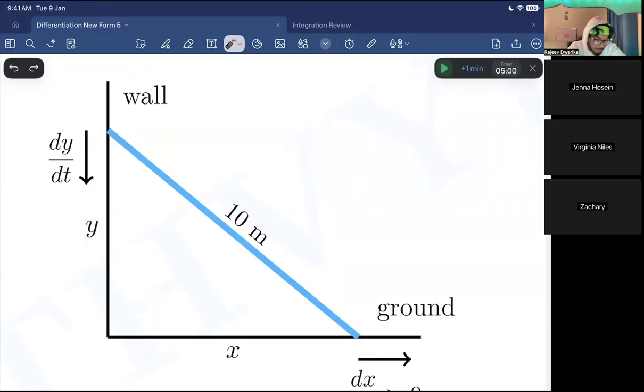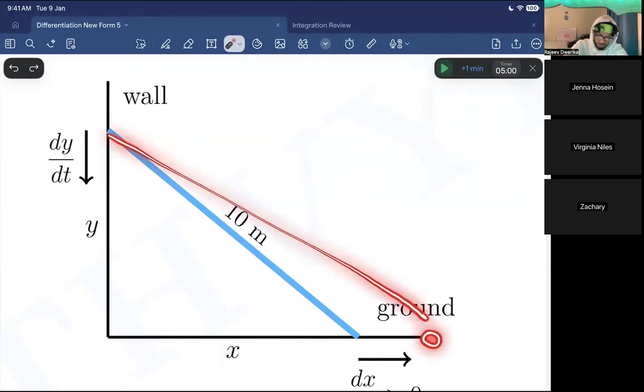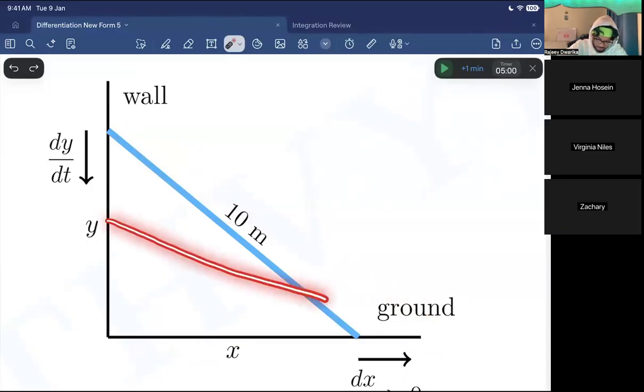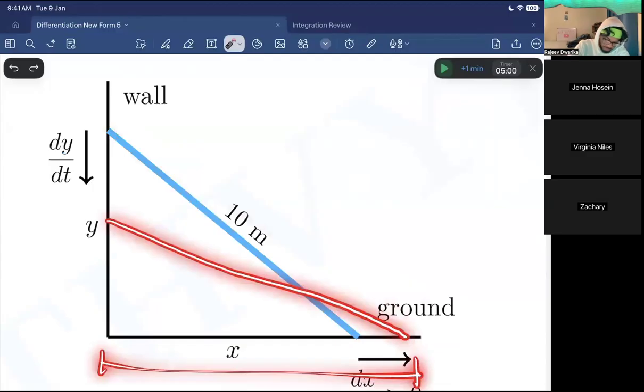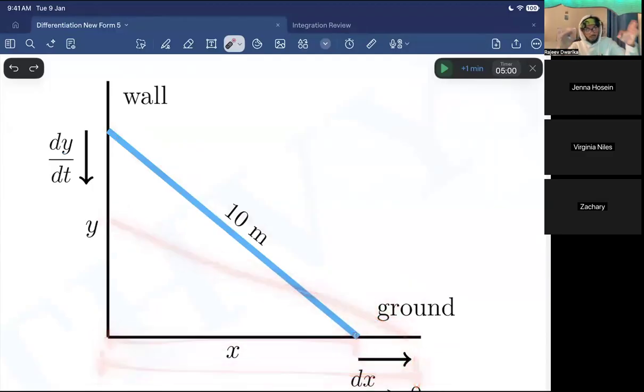And what about x? The length of x would change too, because if I pull it over here, watch this. You seeing that? Yes, sir. That changes, you know. So if we're looking at what changes here, then x would change and y would change.